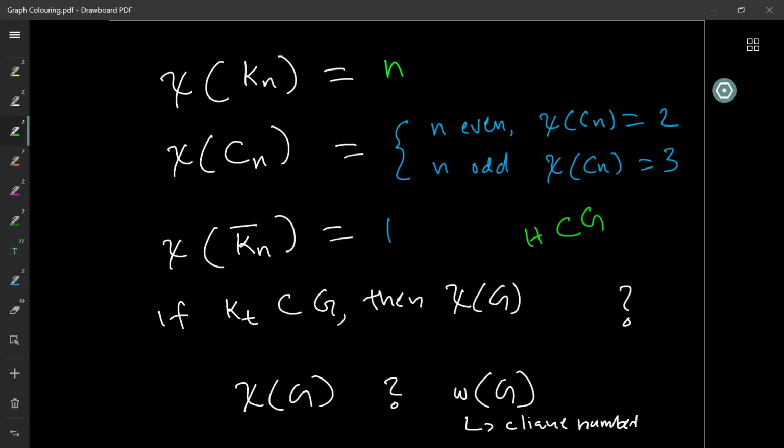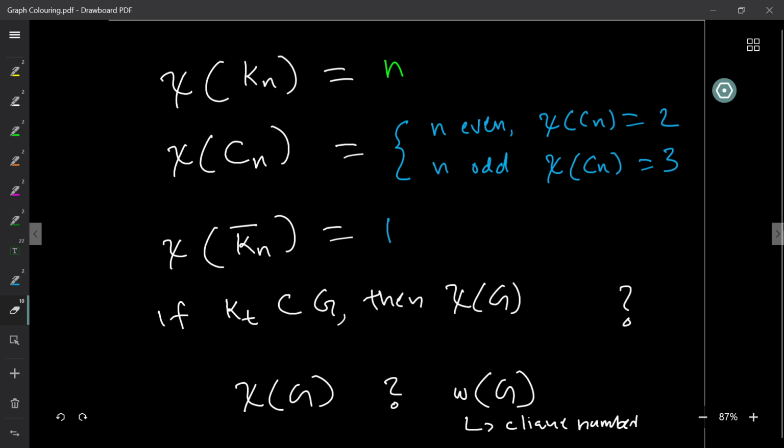Now, of course, because H is a subgraph of G, for H this property is still true that adjacent vertices get distinct colors, and therefore the chromatic number of H cannot be larger than the chromatic number of G. So any subgraph has a chromatic number which is upper bounded by the chromatic number of the graph G.